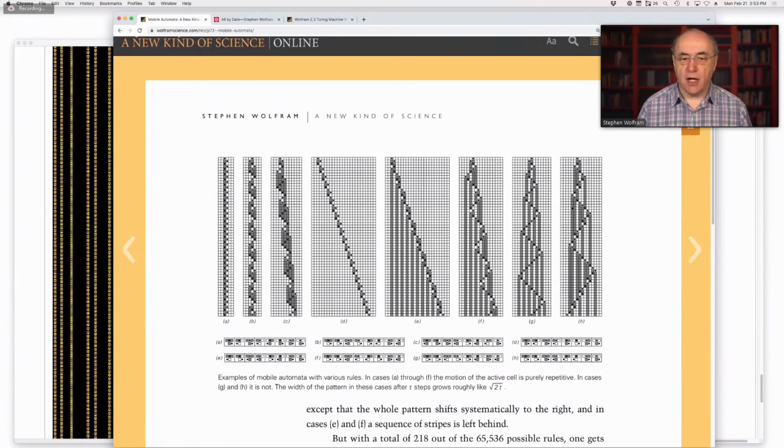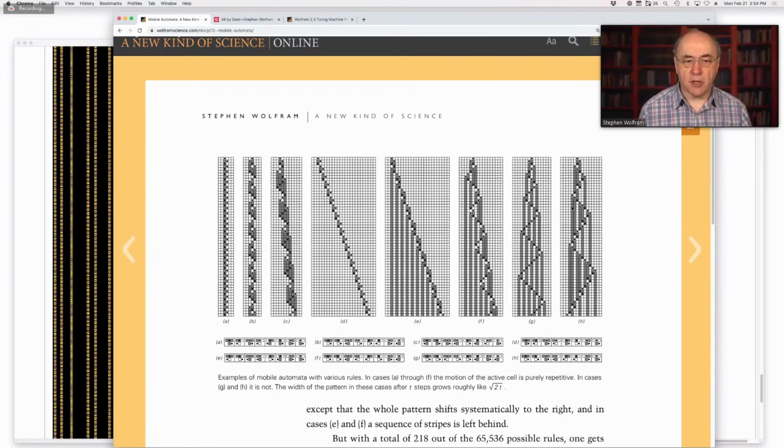So the mobile automata, again, we're now looking at only one active cell. By the way, mobile automata will reoccur later on in the book in chapter 9, where I talk about fundamental physics, because they were my minimal model for how an observer interacts with the universe. And they're what led me to things like causal graphs, and what eventually led me to things like causal invariance, and a lot of the foundations of what's now our physics project. So mobile automata had a big effect there.